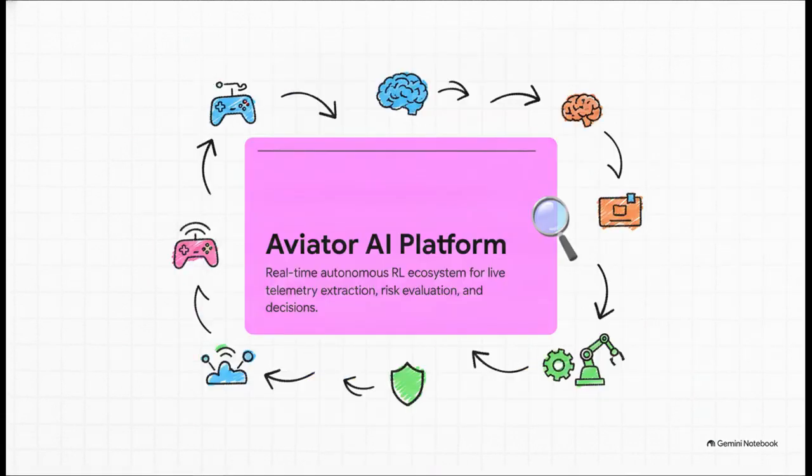Well, the answer is the Aviator AI Autonomous Reinforcement Learning Platform. Basically, this is an end-to-end, real-time autonomous ecosystem. It's specifically engineered for 3 main things: live telemetry extraction, which just means pulling data from the game as it happens, dynamic risk evaluation on the fly, and actual decision execution. So it's not just some simple script, right? It's a full-blown ecosystem working together seamlessly. This definition is going to be our foundation for the rest of the explainer.